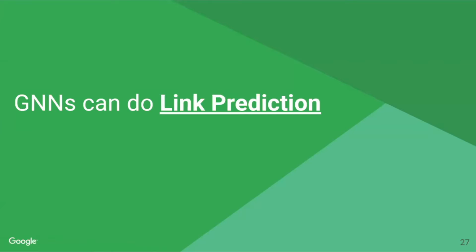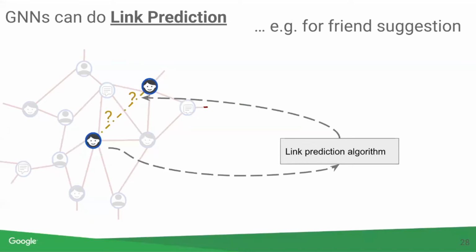In addition to node classification, GNNs can also do link prediction. Here you have a graph and you're interested in predicting if there should be a link between 2 nodes. For example, this could be used for friend suggestion if you have a social network.